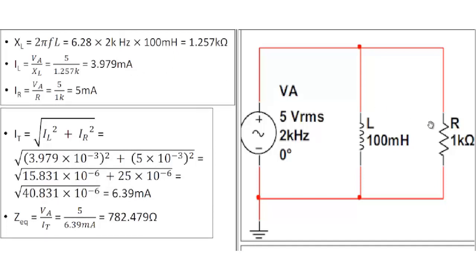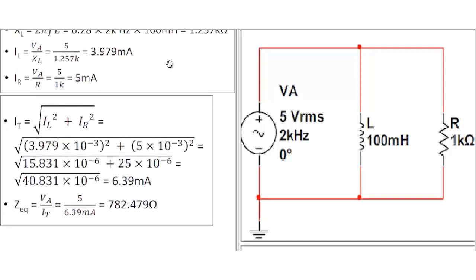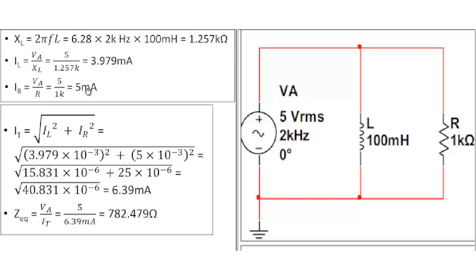And you do the same thing for the resistor, and you get 5 milliamps RMS. The RMS is missing here as well. Now, when you look at this, you say, well, I got 5 milliamps going through a resistor and 3.979 milliamps going through the inductor, so I'll just add those up, and that's the total current flow into the parallel branch from this voltage source. Well, that's not correct.